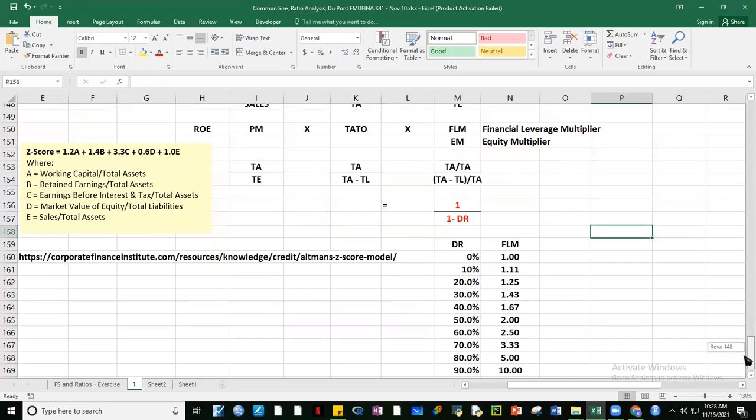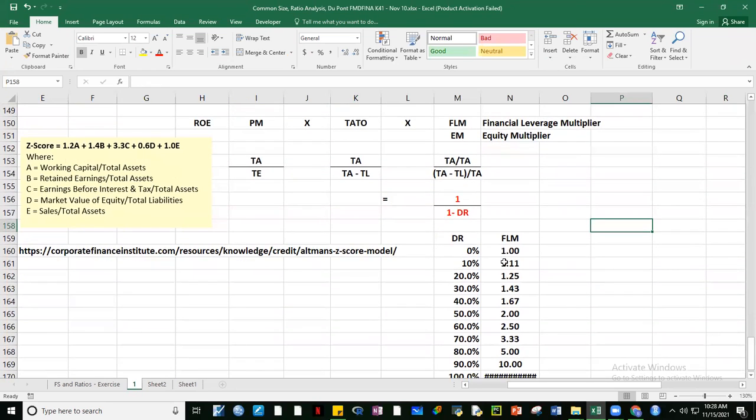So what does this mean? Okay? What does this mean? Kailan tataas yung FLM natin, yung financial leverage multiplier? Tataas yung FLM kung ano guys? Kung ano? Kung palakihin natin yung debt ratio. No? Because this is 1 minus the debt ratio.